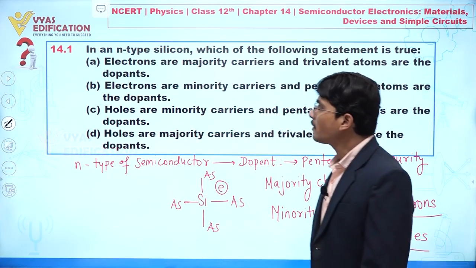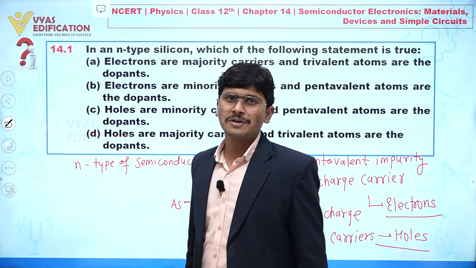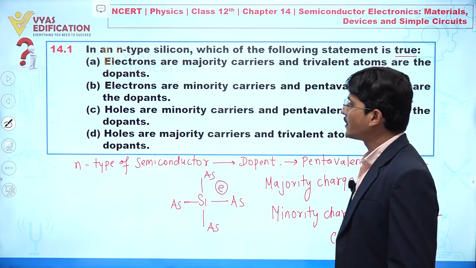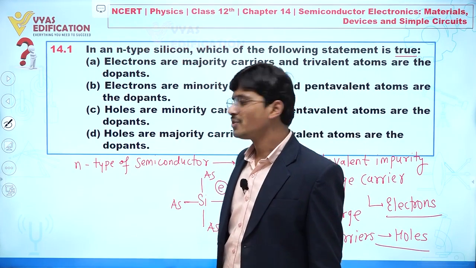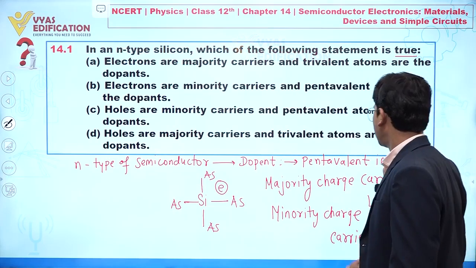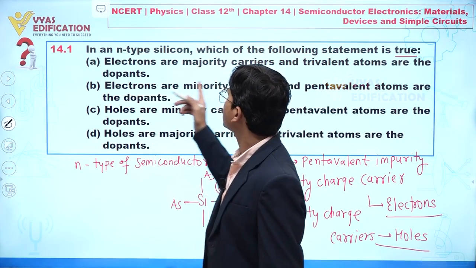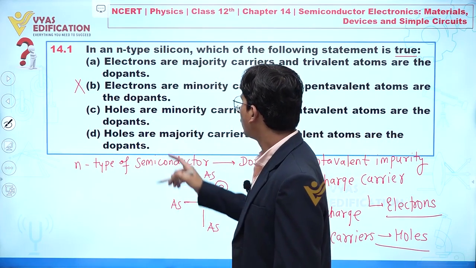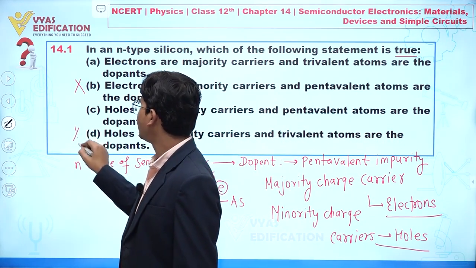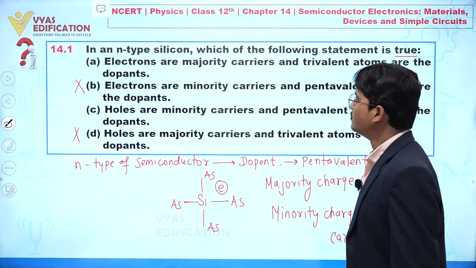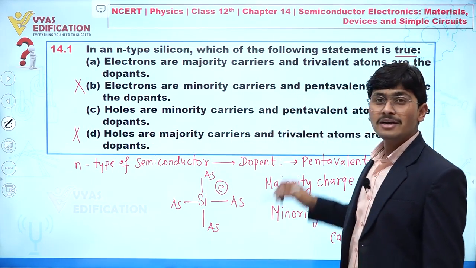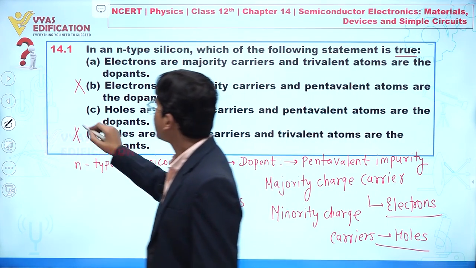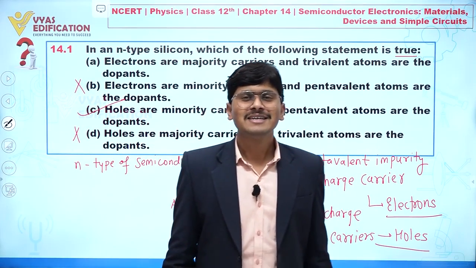In this question it is given, in an N-type of silicon, meaning N-type of semiconductor, which of the following statements is true? Now which one is a majority charge carrier in an N-type of semiconductor? Electrons. So directly we can say electrons are majority charge carriers. So option number B is directly wrong. Clear? And holes are minority charge carriers, which means option number D is also wrong. Now, trivalent atoms are dopant? No. In N-type of semiconductor we have pentavalent atoms as dopant. So option number C is correct.